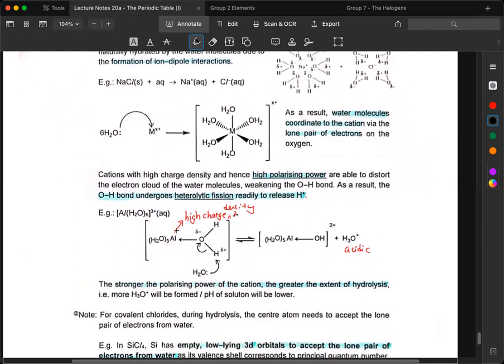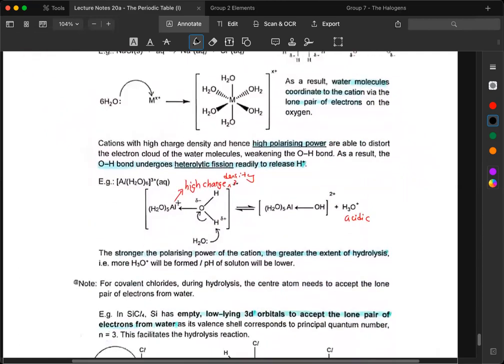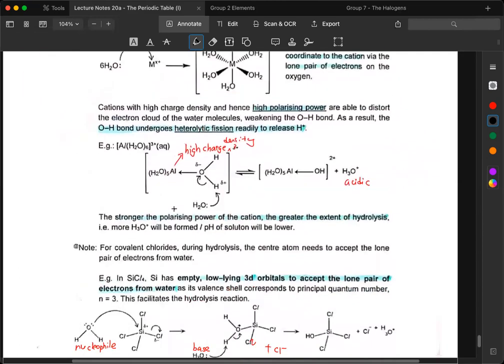So the aluminium, because of its high charge density, this 3+ by the way, is able to distort the electron cloud or polarize this water molecule. So it pulls the oxygen to itself and breaks this O-H bond. So heterolytic fission means both electrons go to O. So the H is removed.